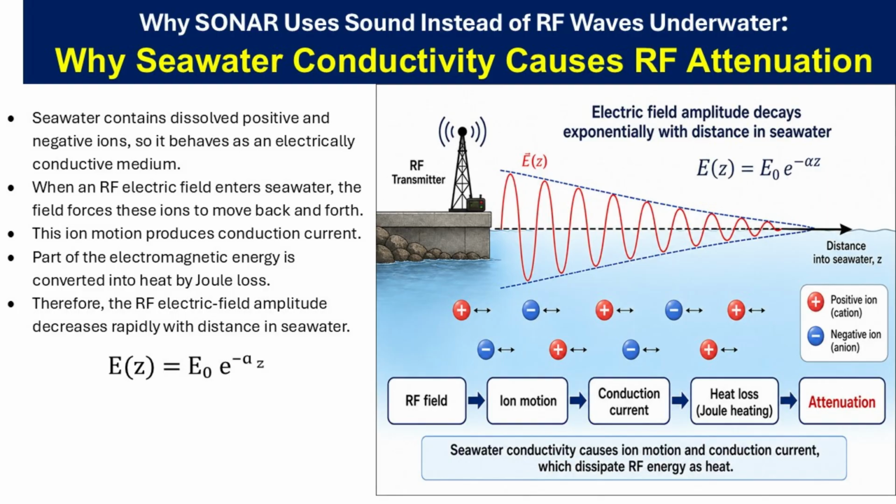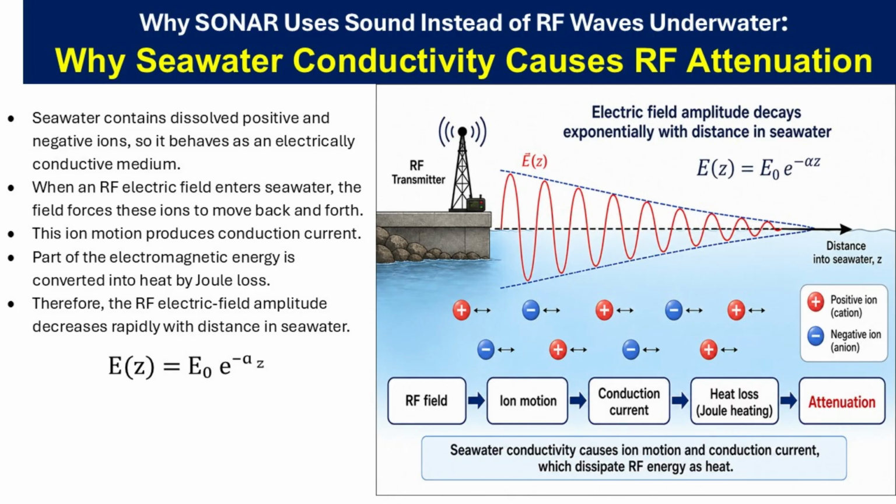Therefore, the RF signal continuously loses energy, and its electric field amplitude decreases rapidly with distance. The equation shown here represents this exponential decrease. So, the conductivity of seawater is the basic physical reason for strong RF attenuation underwater.